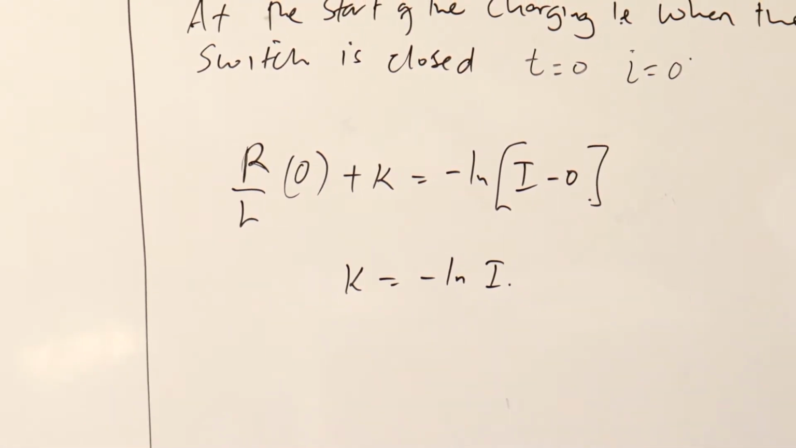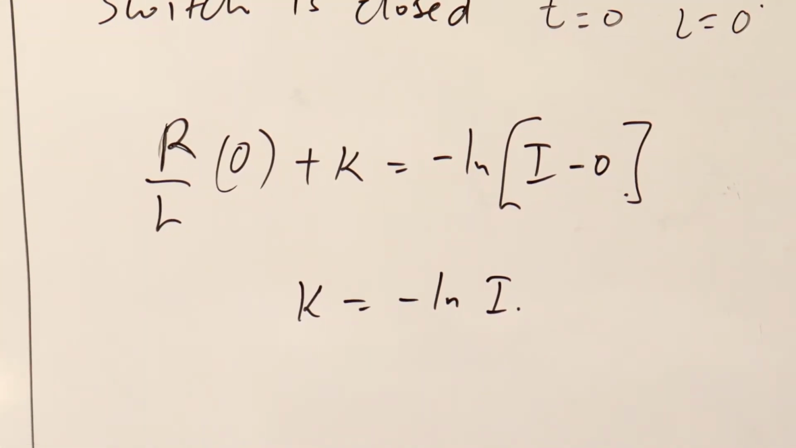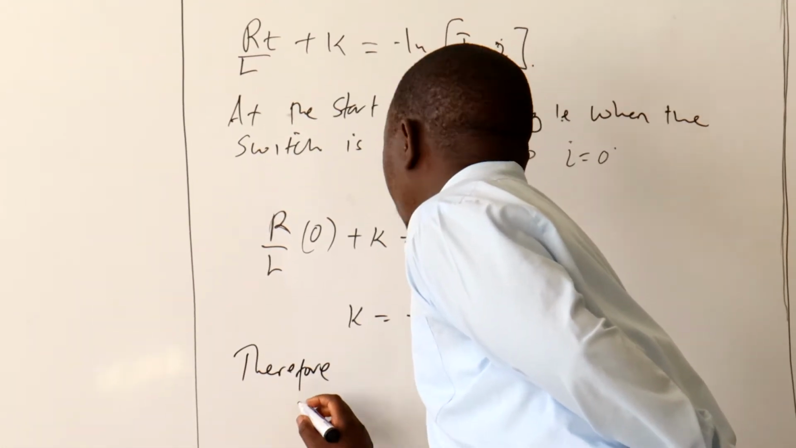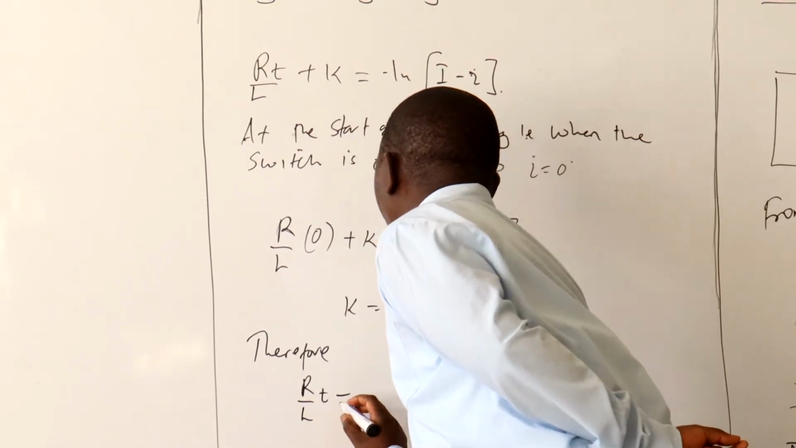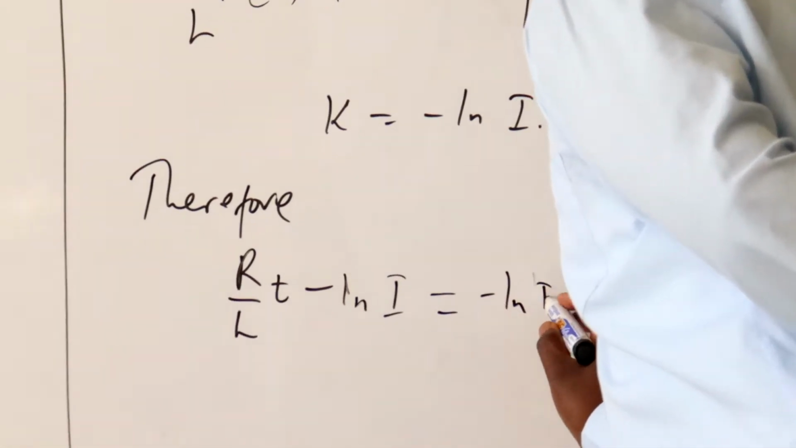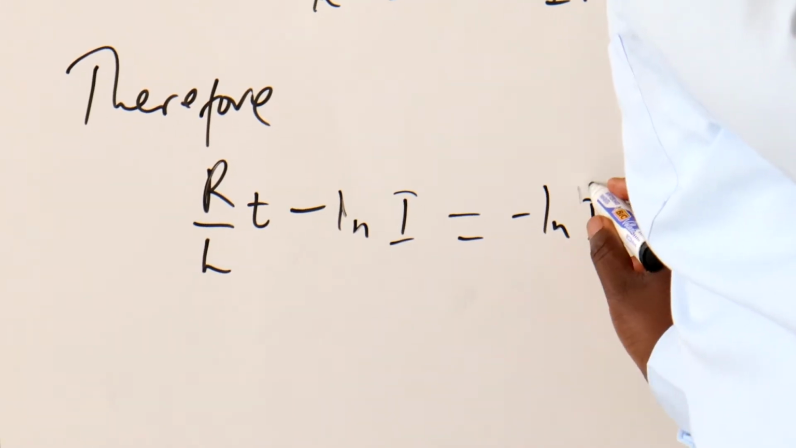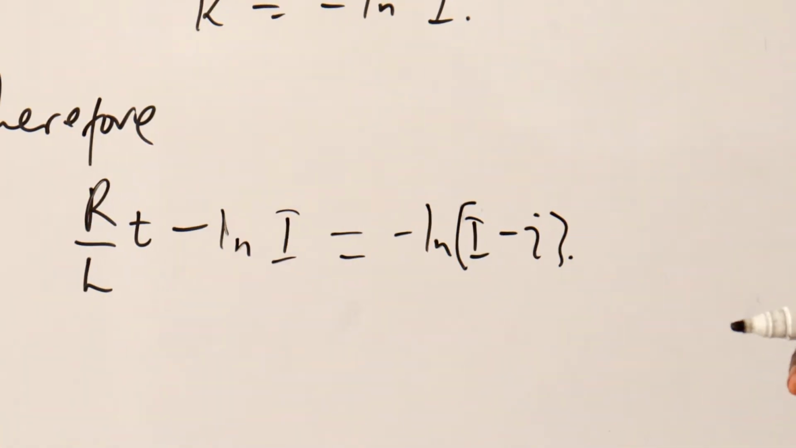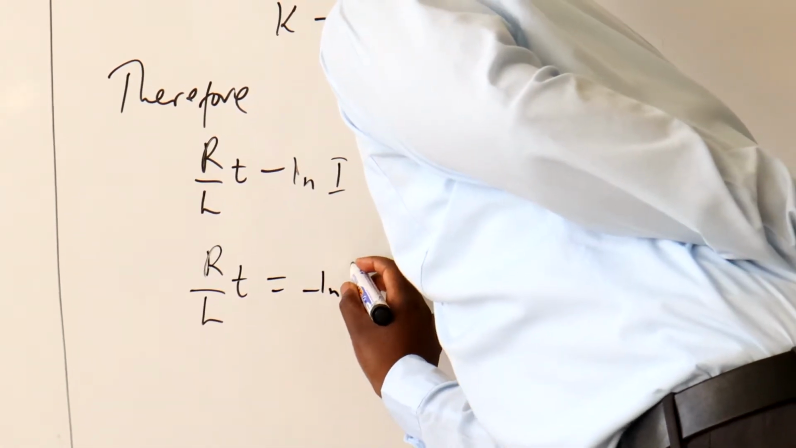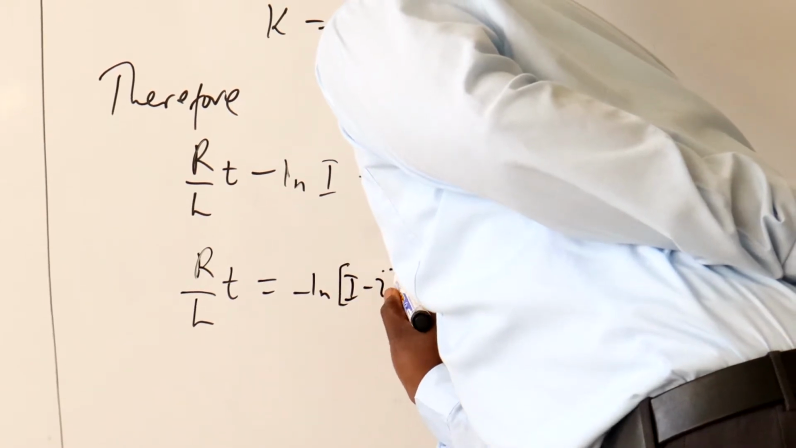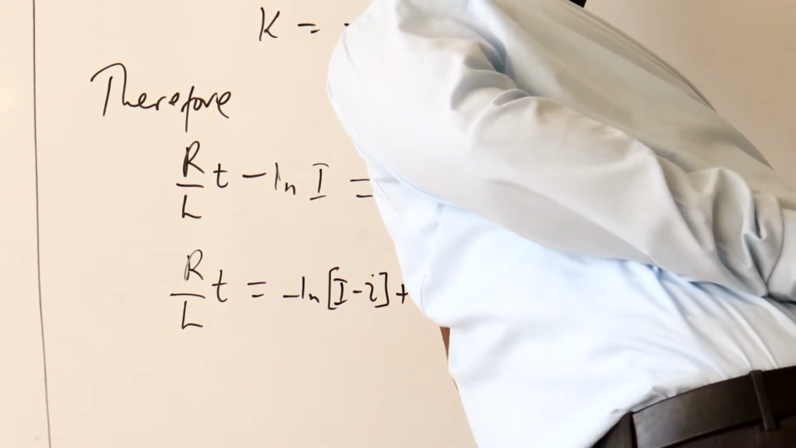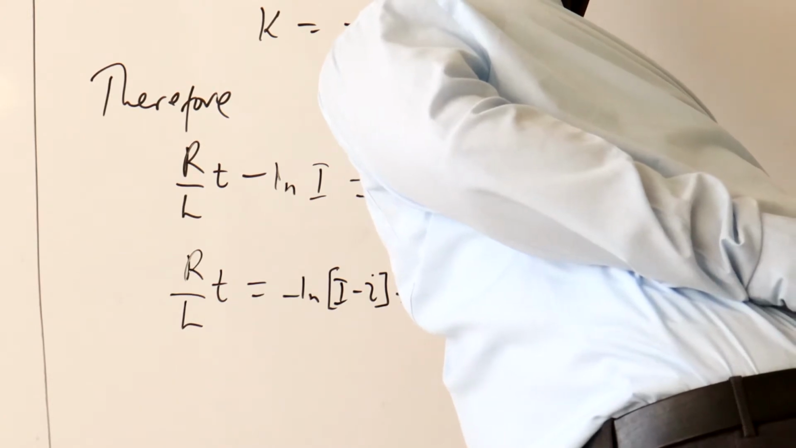Replace K then in the expression above. Therefore, R over L t minus Ln of I-max is supposed to be minus Ln of I-max minus I. We collect like terms together, then we shall have R over L t is supposed to be minus Ln of I-max minus I plus Ln of I-max.